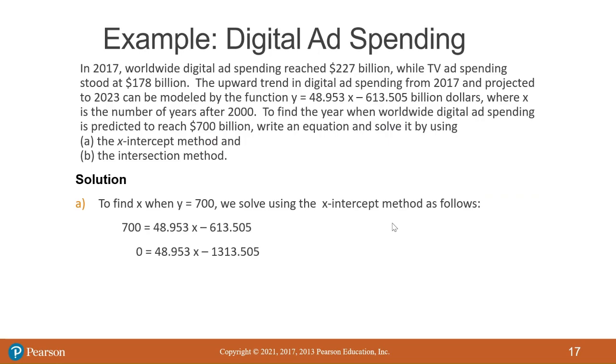So this one says, in 2017, worldwide digital ad spending reached $227 billion, while TV ad spending stood at $178 billion. The upward trend in digital ad spending for 2017 and projected to 2023 can be modeled by the function y equals 48.953x minus 613.505 billion, where x is the number of years after 2000.